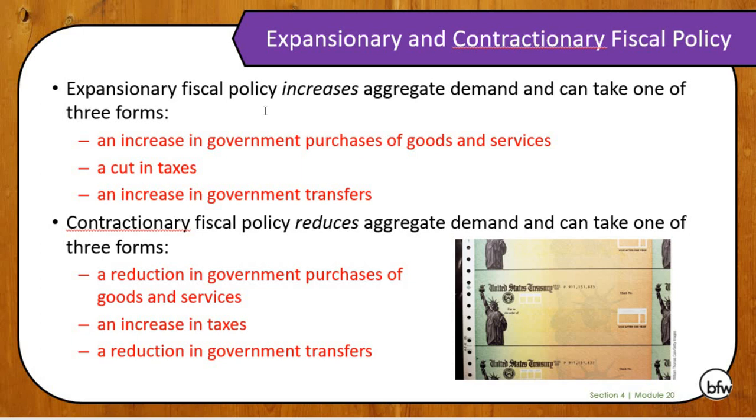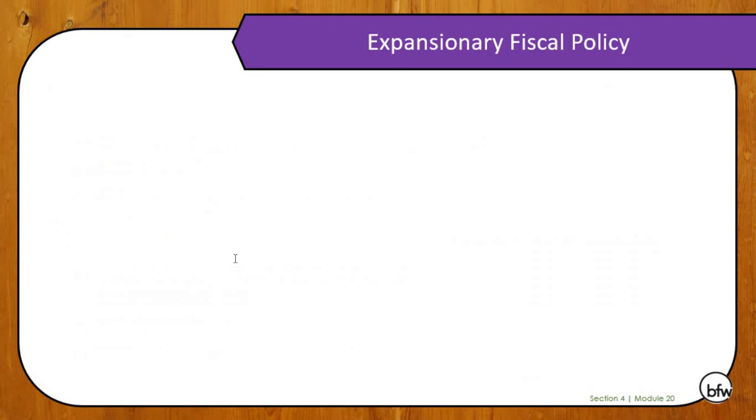Basically, expansionary fiscal policy is going to be used during a recession. So when the economy is not doing very well, they're going to do expansionary policy to try and grow the economy. Contractionary fiscal policy will be used during an inflationary period as a way to lower the inflation rate.